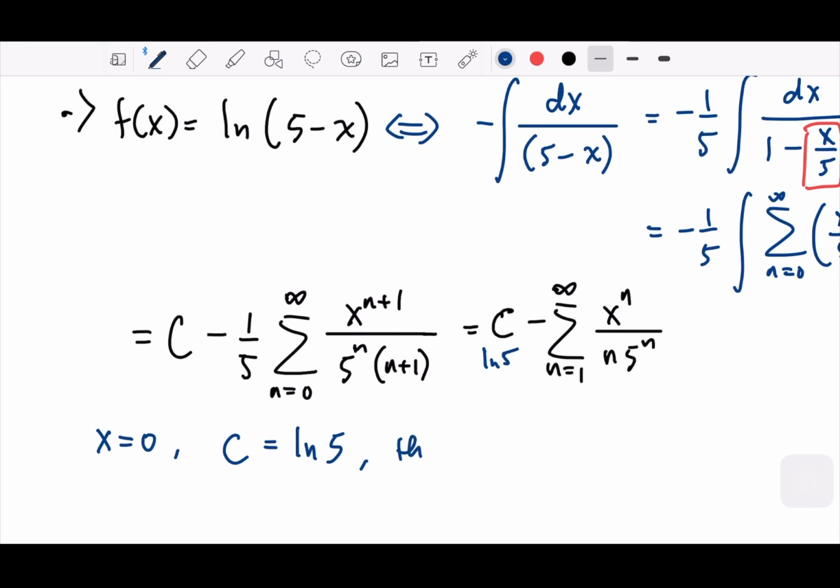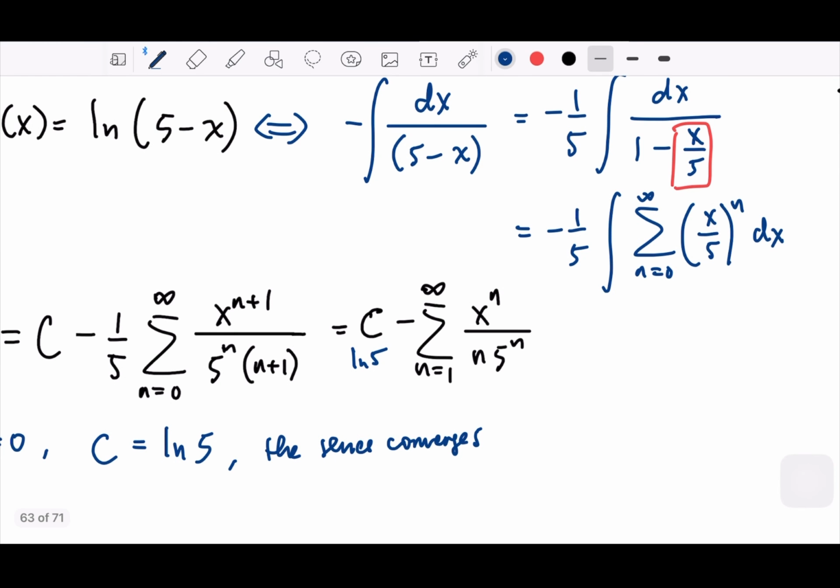So the series converges for this geometric one. So it converges when the absolute value of x over 5 is less than 1. So the radius is 5.